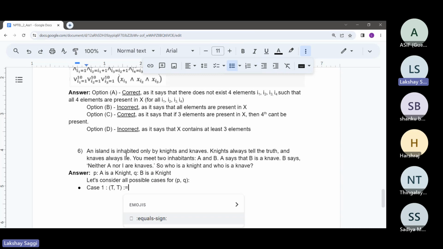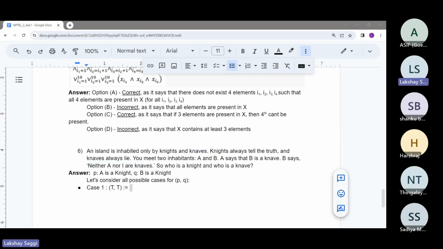And I'll try to see this case. So if P and Q both were true. I don't know actually if P and Q are true, or P is false, or Q is true. I don't know for now. So I'll try to take every possible case and see whether this case can actually hold. Like if P and Q are true, let's say I take that A is a knight and B is a knight, then are these two statements consistent with this assumption? I just want to check whether these statements are consistent with these assumptions. And if these statements are consistent, then this is a possible solution.